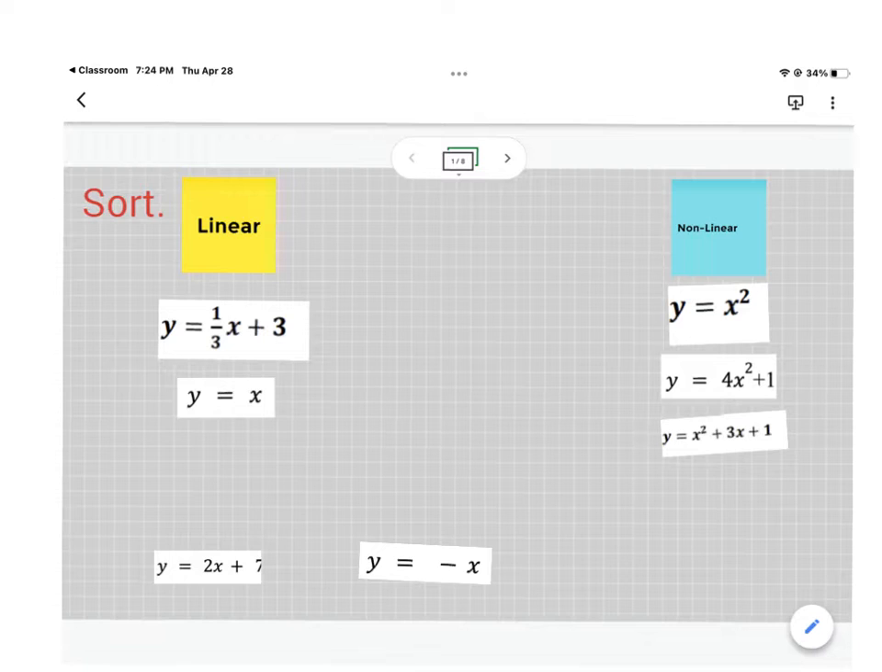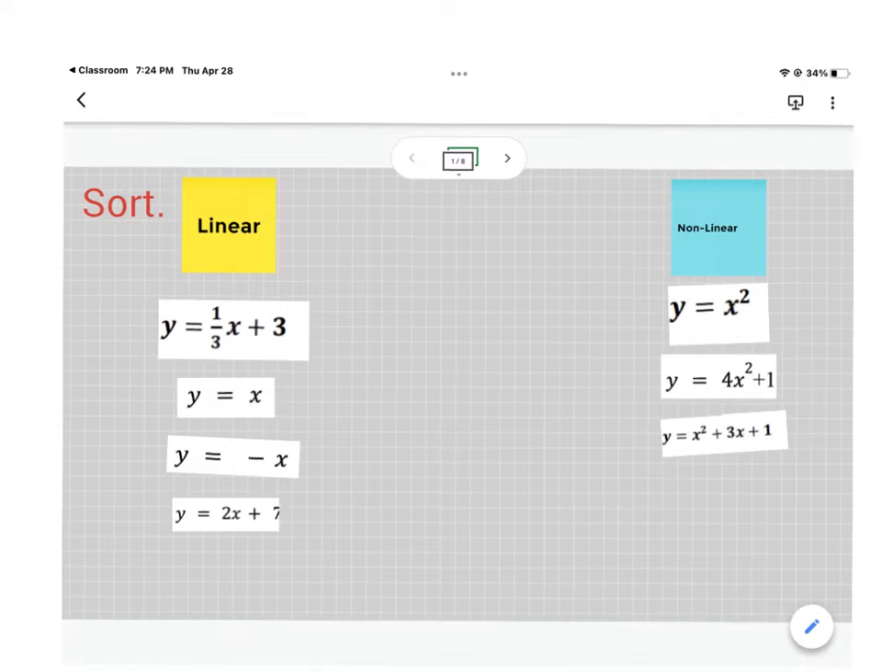The reason these are linear is because in all of these cases, the highest exponent of x is 1. So it doesn't matter what comes in front of x, it just matters that the exponent of x, even though it's invisible, is an exponent of 1. Now you might be thinking, well, wait a minute, what if it was a fraction like 3 over x? Well, that would be considered nonlinear because technically that would be 3 times x to the negative 1.